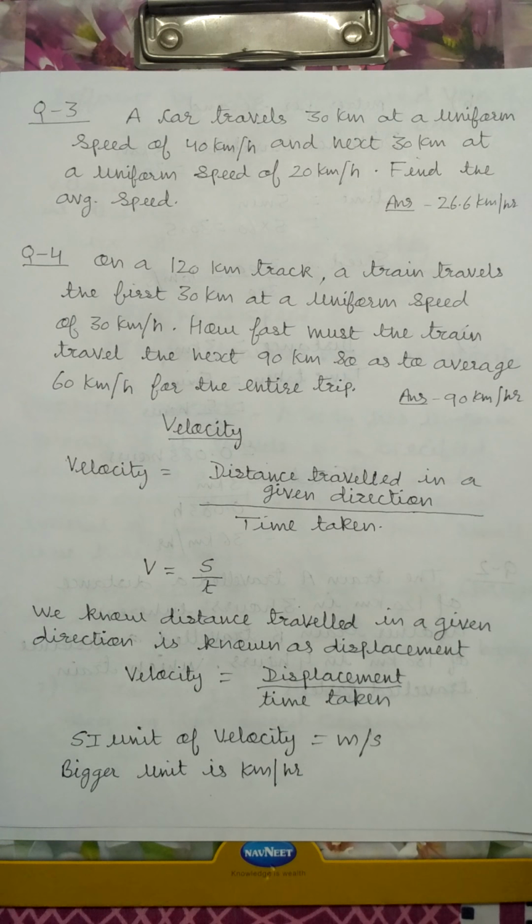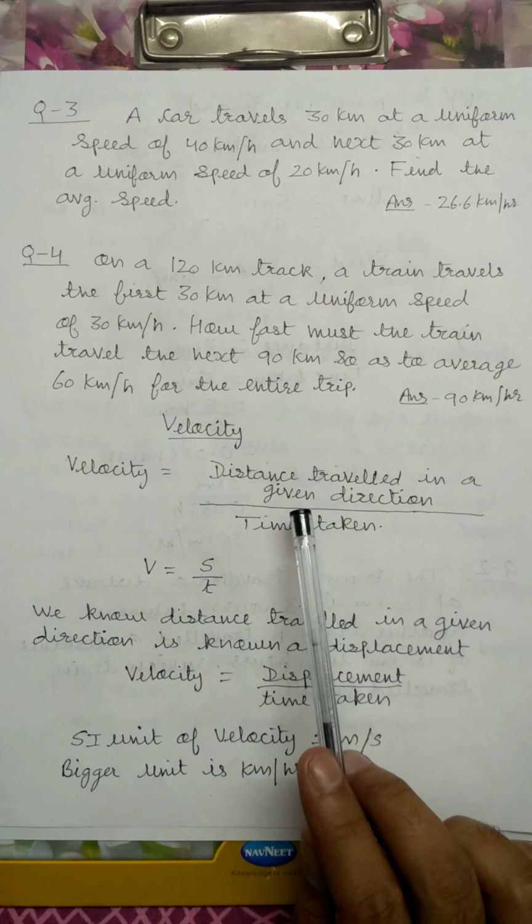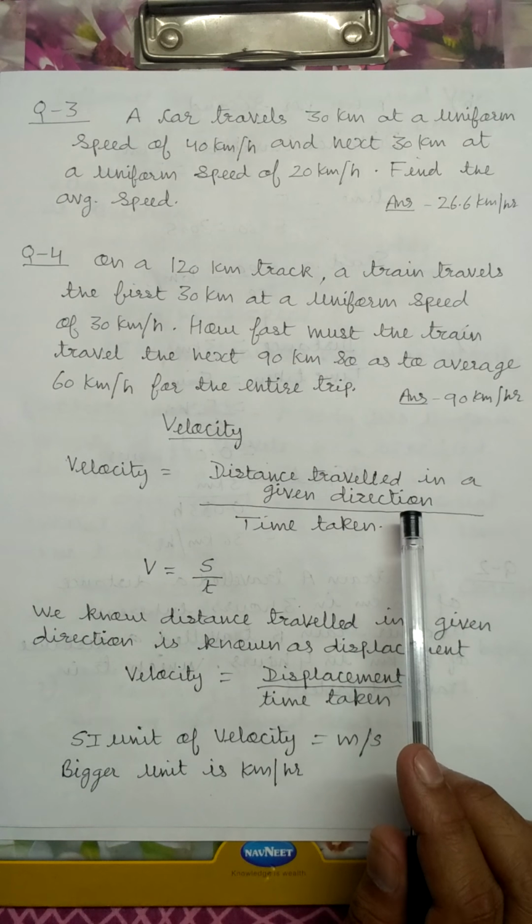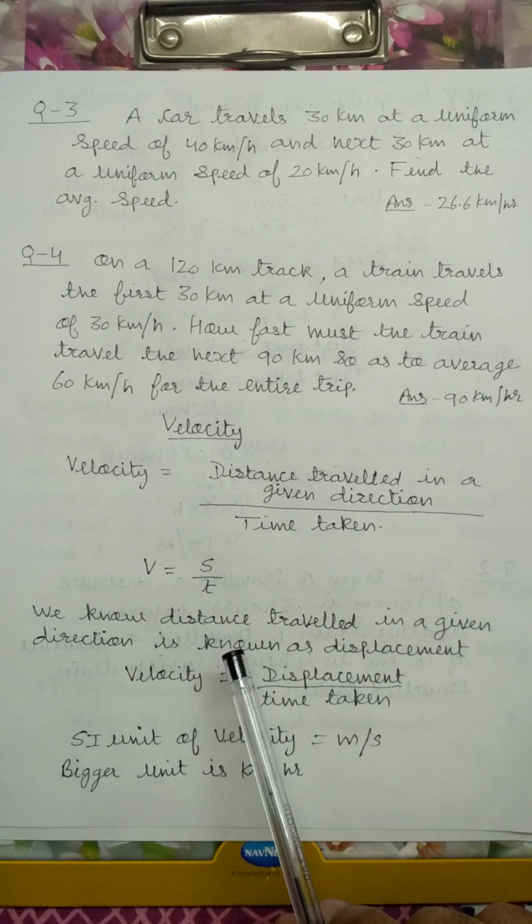Now our next term is velocity. Speed gives us information about the magnitude of a moving body, but it does not give any information about the direction. So our next term is velocity. Velocity gives us information about both magnitude as well as direction of the moving body. So velocity is simply distance traveled in a given direction upon time taken.